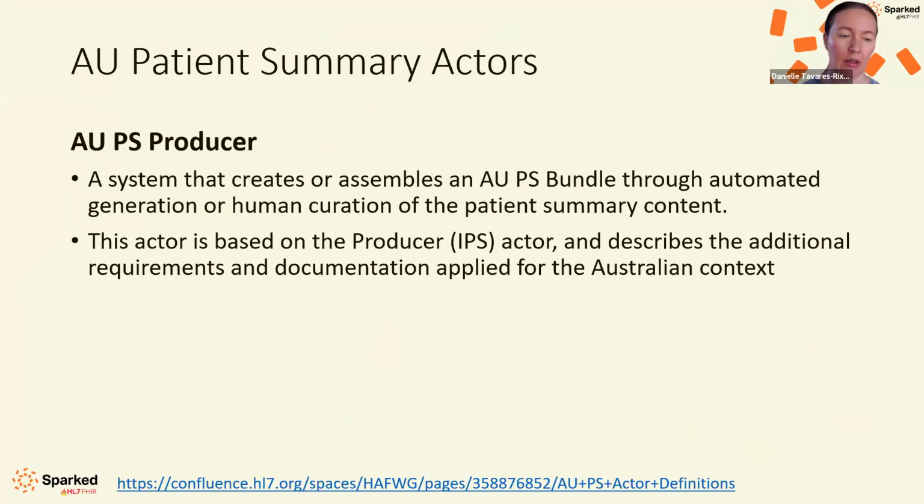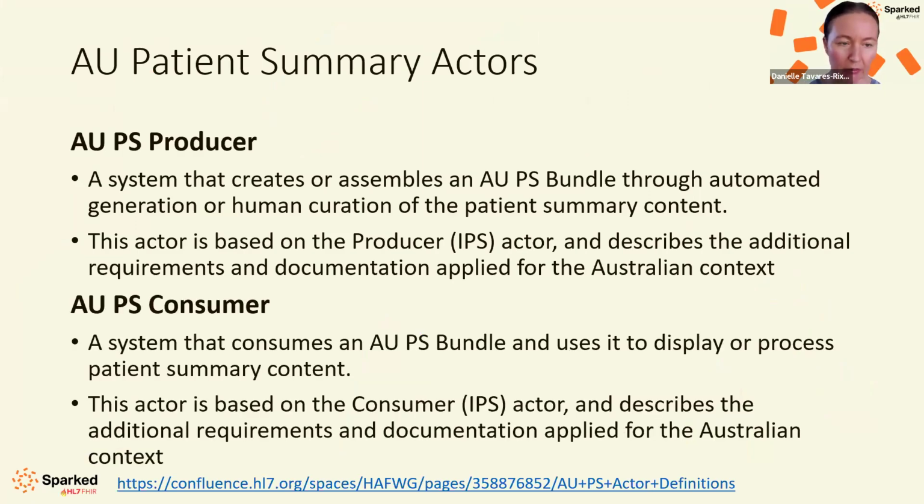Okay, so this is what we've already approved. We're having an AU patient summary producer and an AU patient summary consumer. Producers are systems that create or assemble a patient summary, which is a bundle, as this is a FHIR document. Could be through automated generation or human curation, and it's based on the IPS ACTA. And by based on, we do mean inherits all the obligations and the requirements. So when you implement the Australian Patient Summary Producer, you are meeting the requirements of implementing the IPS ACTA as well.